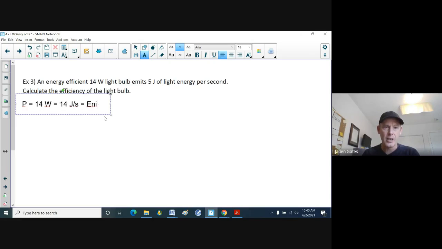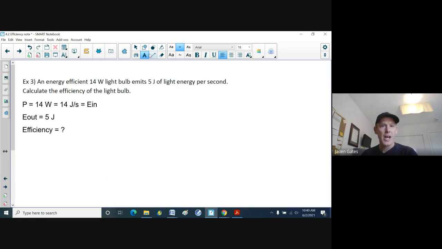So that's going to be our E in. That's how much electrical energy it uses, and we're going to get into electricity later on this month. Now our E output is that it outputs 5 joules, because if you have ever had an energy efficient light bulb, not always are they the brightest. And we are again looking for our efficiency.